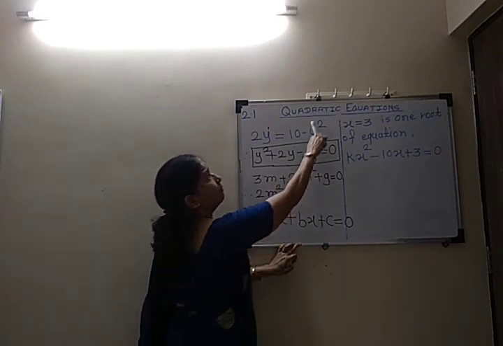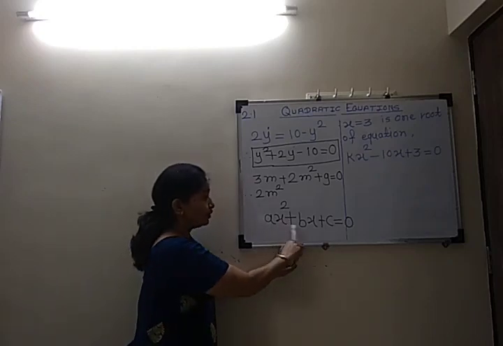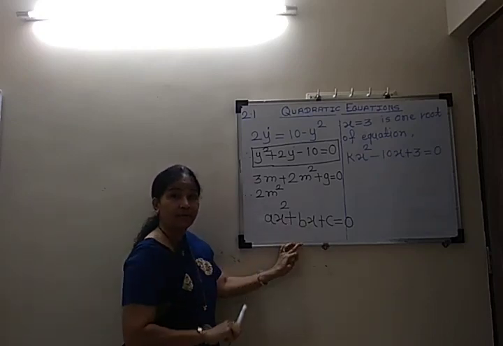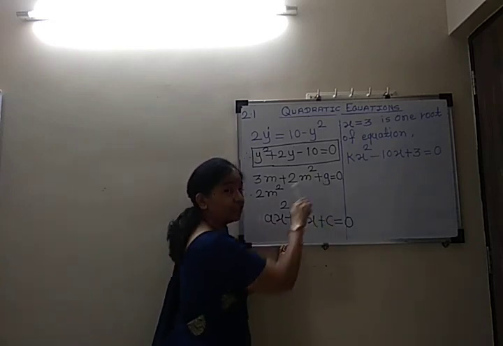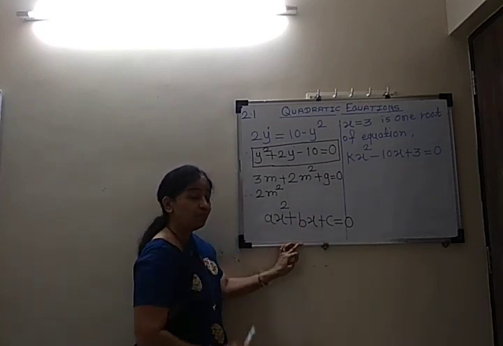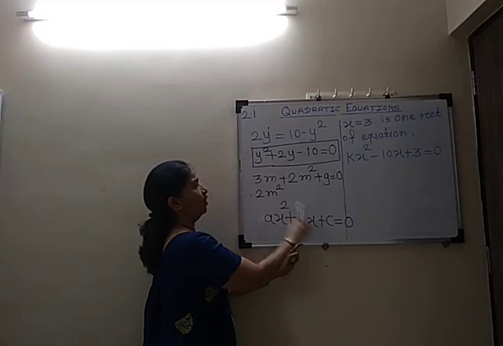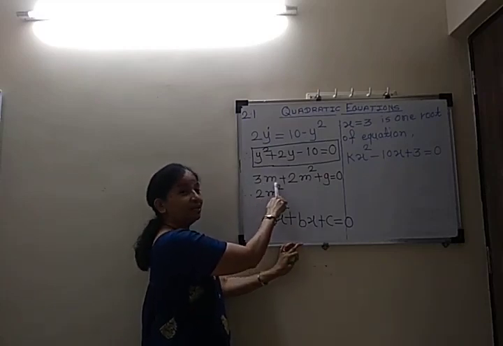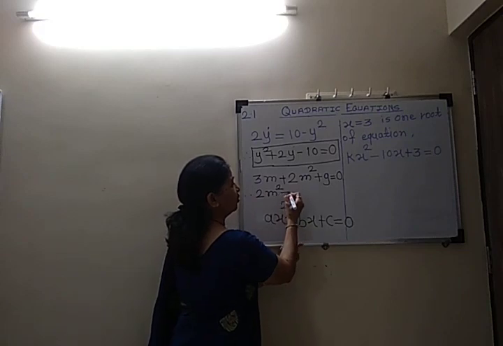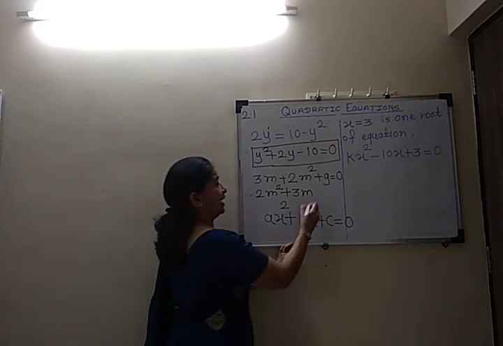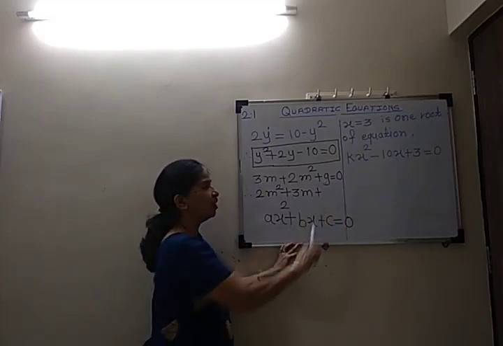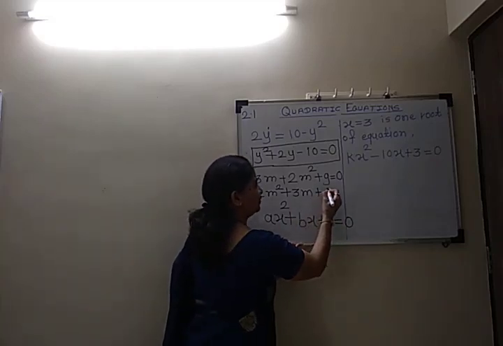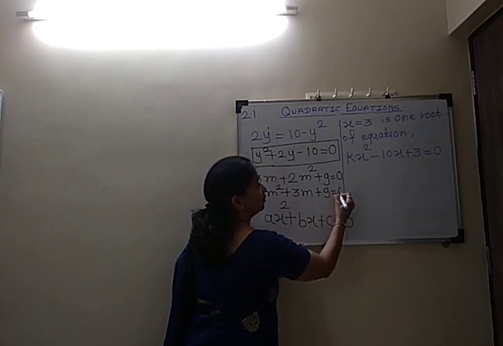For the standard form of a quadratic equation, which term should I write next? Should I write this 9? No, it is the constant term, and the constant term we write at last. So we will write here plus 3m. So plus 3m plus, now your constant term. This one is your constant term. So plus 9 is equal to 0.